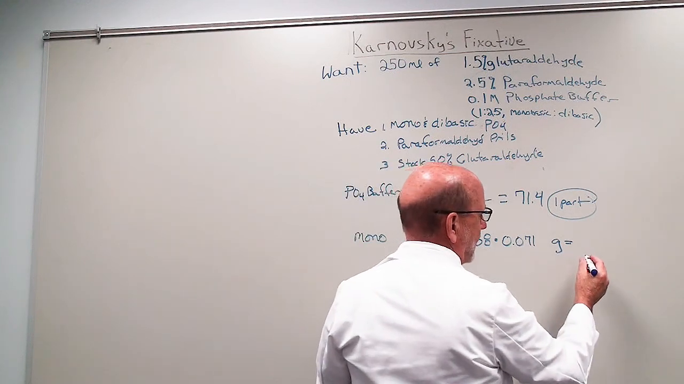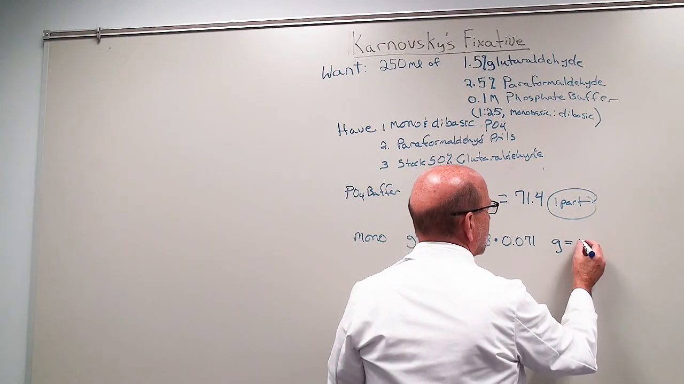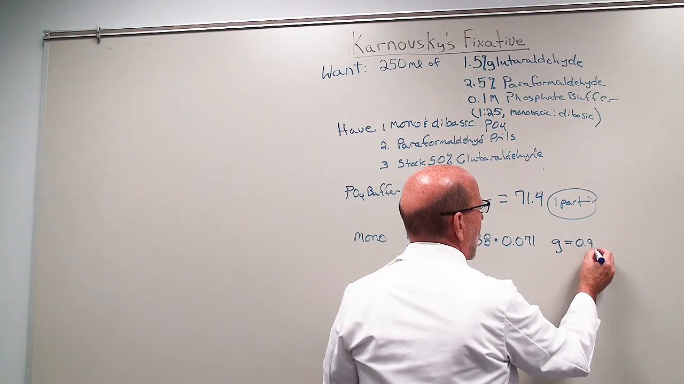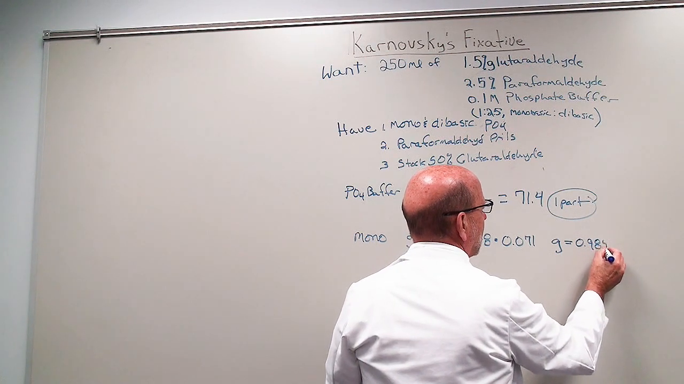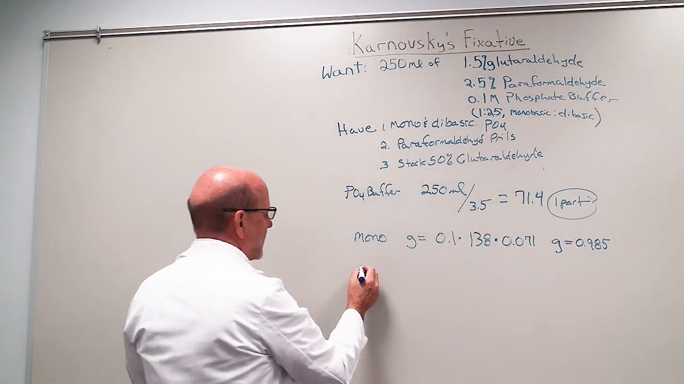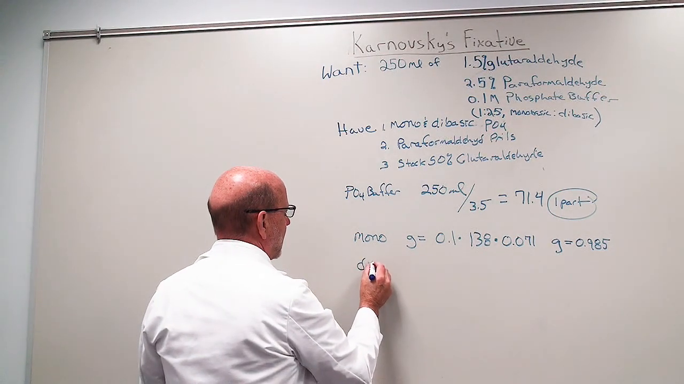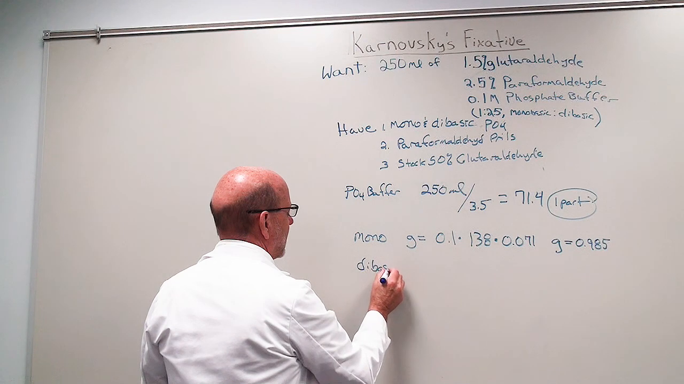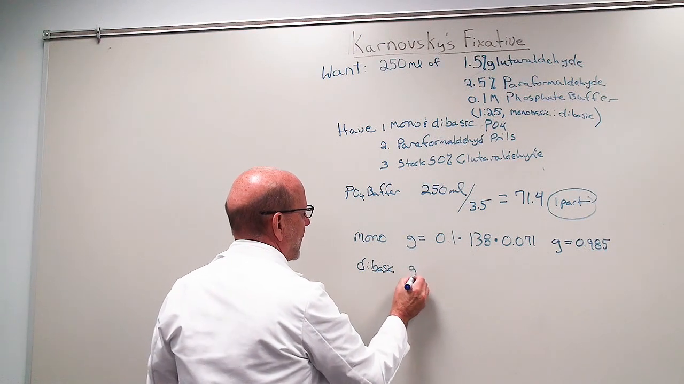And so the grams for our monobasic are 0.985. Of course, depending on what type of scale you use, you might just go with 1 gram. Certainly there's leeway when you're doing most of these solutions.